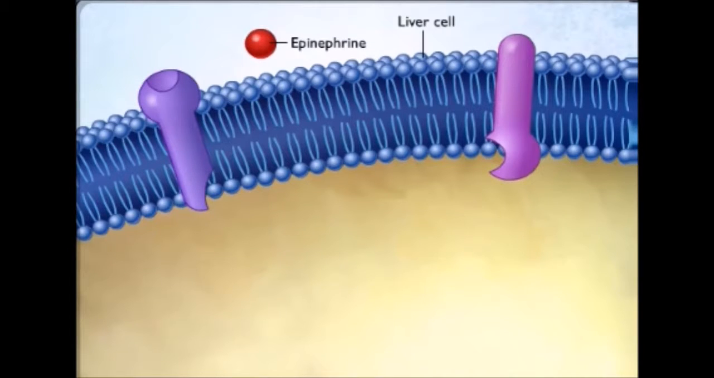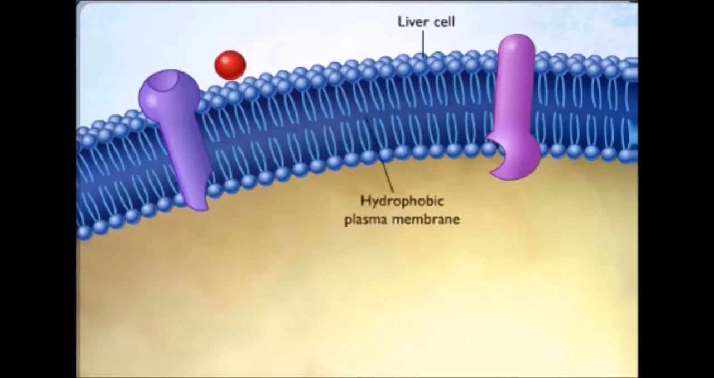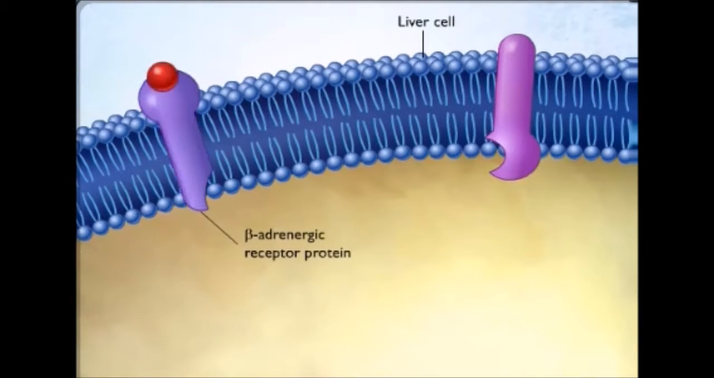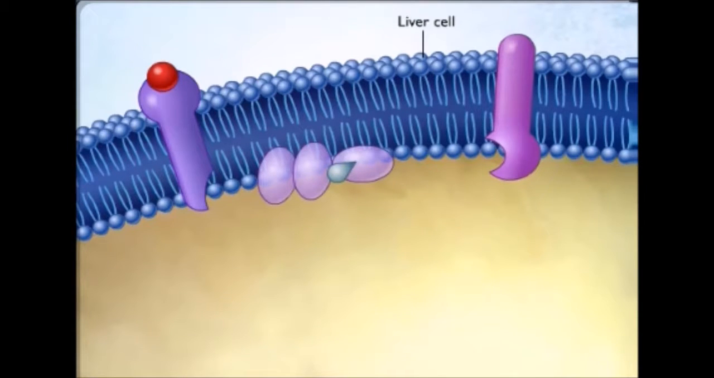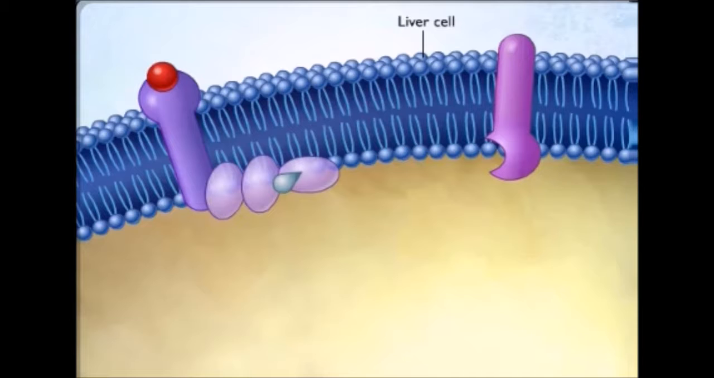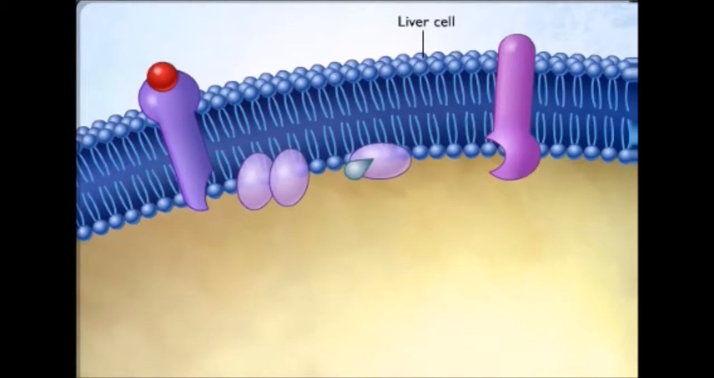Epinephrine is one of many hormones that is water-soluble, hydrophilic, and therefore unable to cross the hydrophobic plasma membranes of its target cells. Instead, it binds to receptor proteins located in the plasma membrane and does not enter the cell. When epinephrine binds to beta-adrenergic receptors on the liver cell, G proteins on the inner side of the cell membrane are activated. Each G protein is composed of three subunits, and the binding of epinephrine to its receptor protein causes one of the G protein subunits to dissociate from the other two.